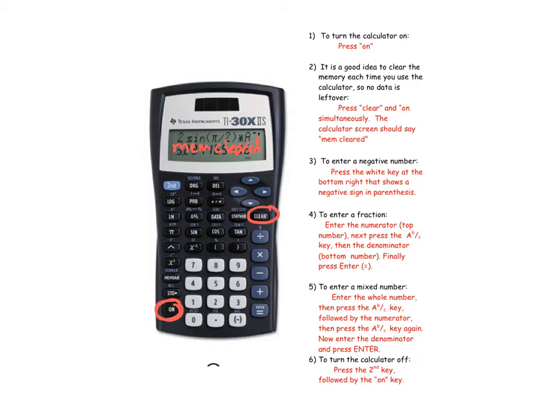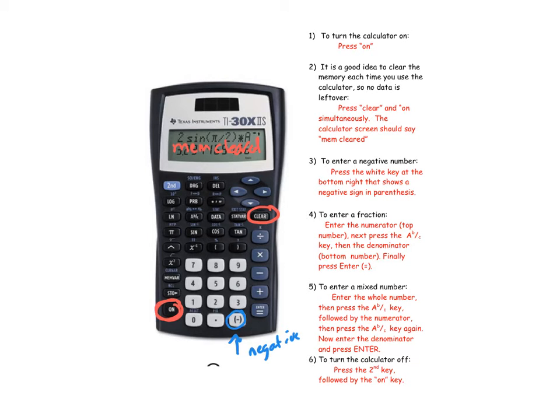Next, to enter a negative number, we press the white key at the bottom right that shows the negative sign in parentheses. So right here is the negative key. Calculator's not very fond if you try to use the minus key. So this key is the minus key. In fact, all the operations are in a column right there. So we want to be sure that we're using the negative key, and you enter that before you put the number in, as we would when we write it.